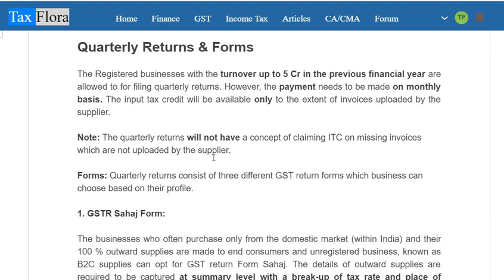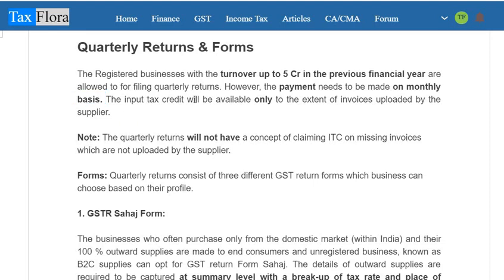So we'll see line by line. The registered business with a turnover up to 5 crores in the previous financial year are allowed to file quarterly returns. However, the payment needs to be made on a monthly basis. This is the important point that needs to be remembered. The business with the turnover less than 5 crores can file their quarterly returns, but however, payment needs to be made on a monthly basis.